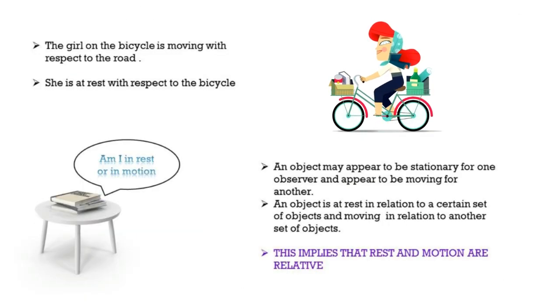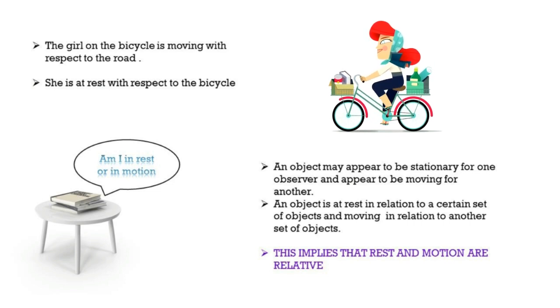Next, the girl on the bicycle riding to her grandmother's house. Here, the girl on the bicycle is moving with respect to the road, but she is at rest with respect to the bicycle. Take the case of a book on a table at rest. It is really without any motion. We know that Earth is rotating on its axis. Therefore, the table along with the book must be rotating, is it not? We are also moving along with the Earth.